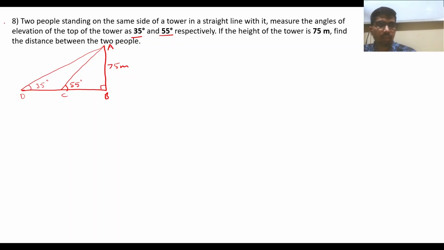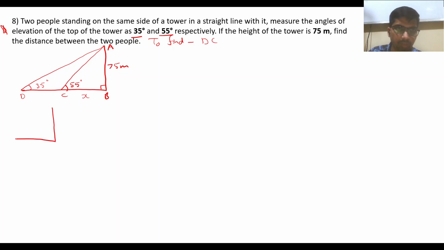Highlight this question and let's use the tan graph over here. Take the smaller angle as x and you have to find DC. Take the smaller triangle first, ABC, with A, B, and C. This is x and the height of the building is 75 meters. Elevation is given as 55 degrees.